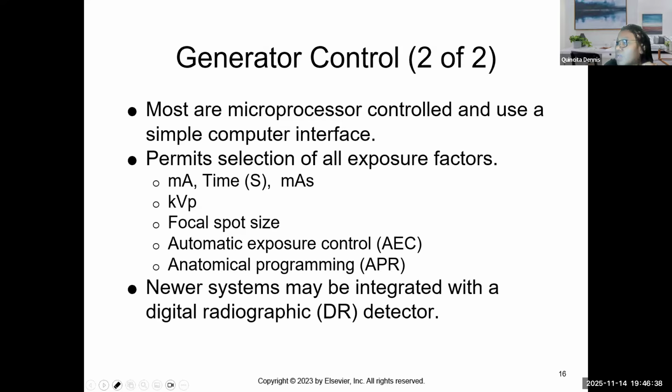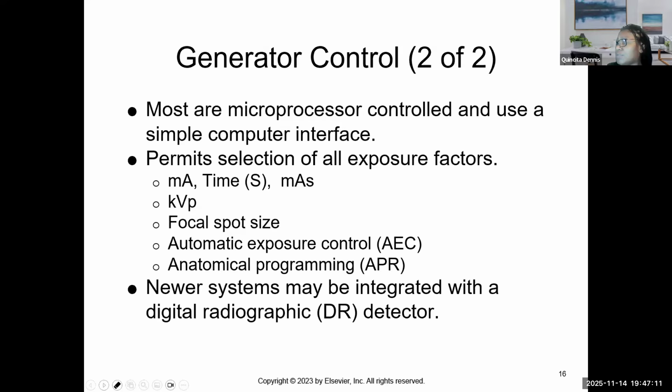And then the last two: AEC, basically a piece of automation that uses the patient's body habitus as a factor to terminate the exposure once enough X-ray photons are detected at the image receptor. And then anatomical programming, where you see the picture or the word of whatever body part it is, you select it, and it automatically throws up those numbers in terms of mAs and KVP for you.